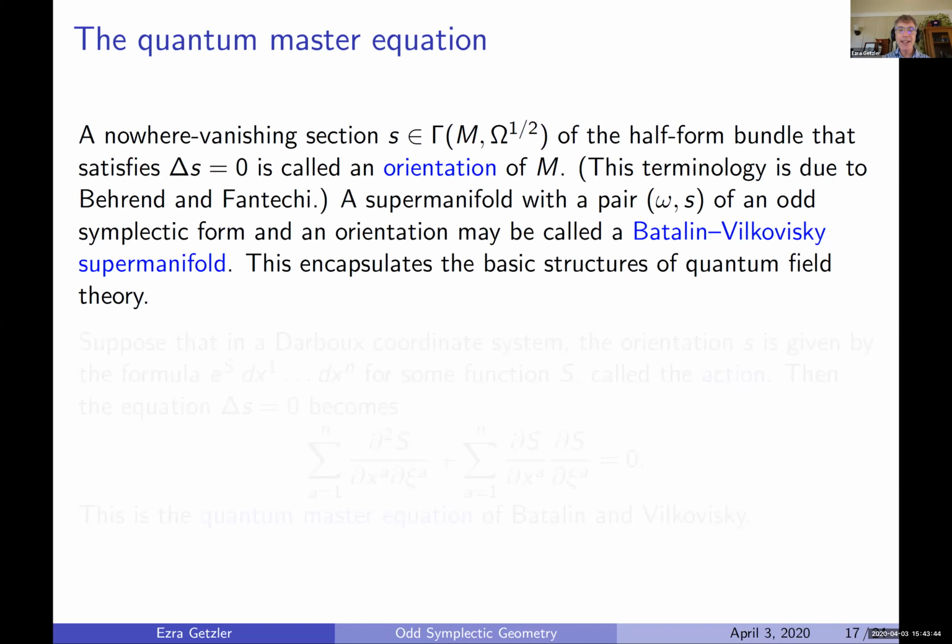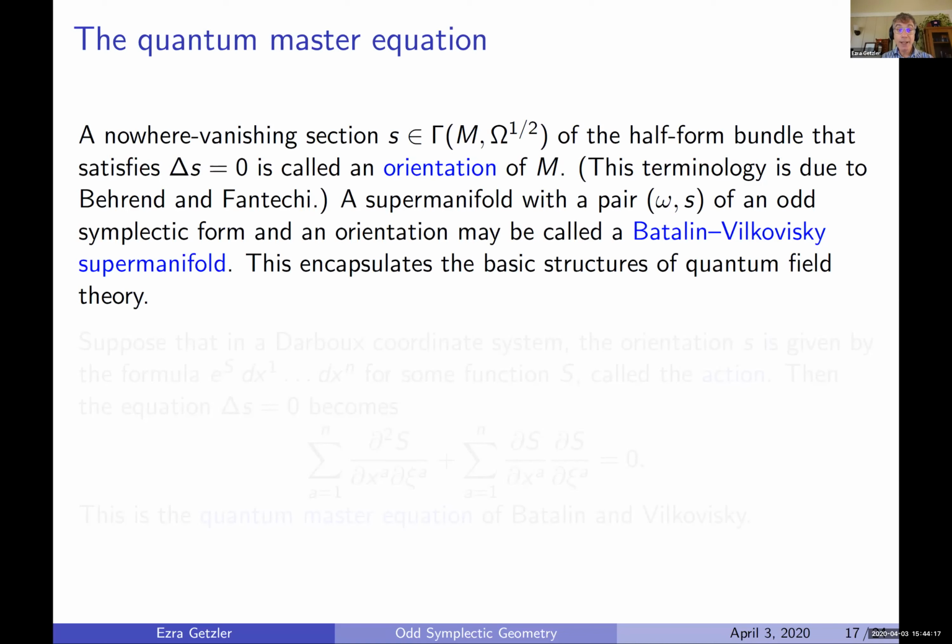now, Berend and Fantechi, in work on Donaldson-Thomas theory, introduced a very nice terminology: if you have an odd symplectic supermanifold and a nowhere vanishing section, a trivialization of the half-form bundle that is closed under Khudaverdian's operator, that's what they called an orientation of the odd symplectic supermanifold. So they were working in the algebraic setting, but I'm going to steal their terminology for the real setting.